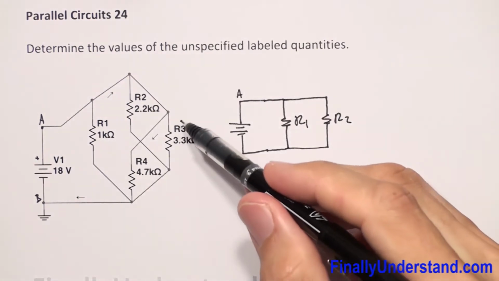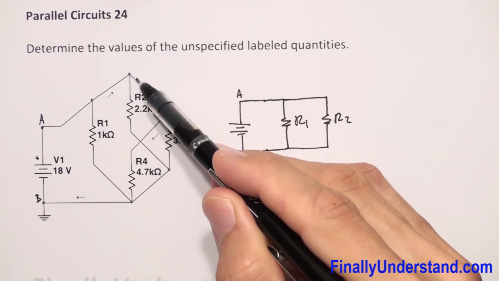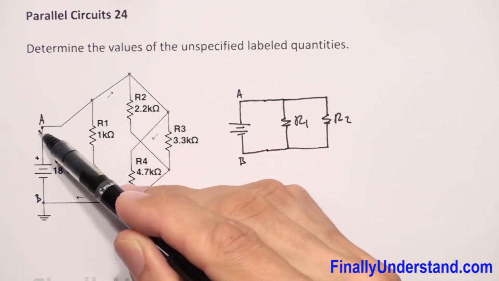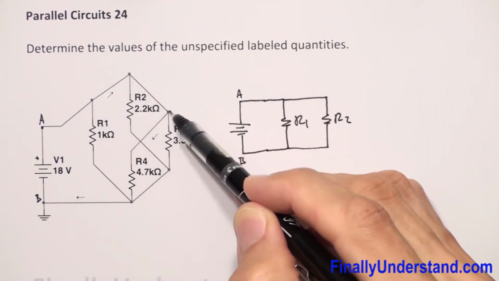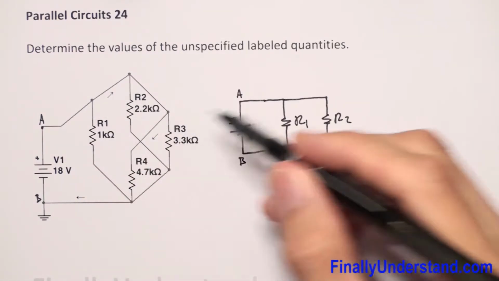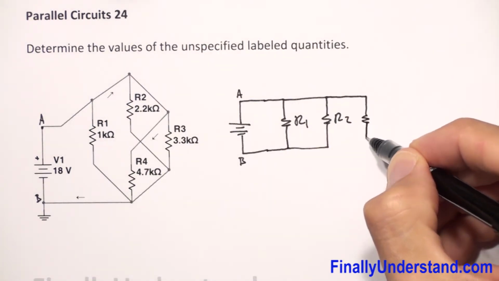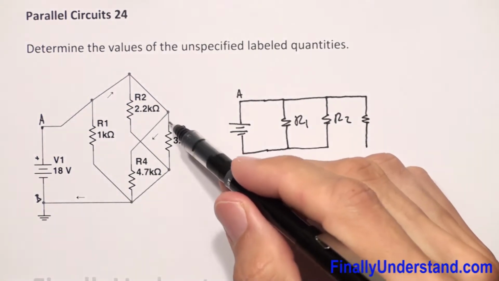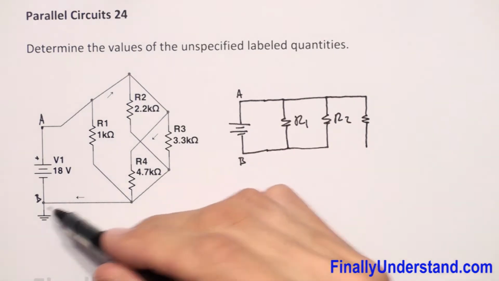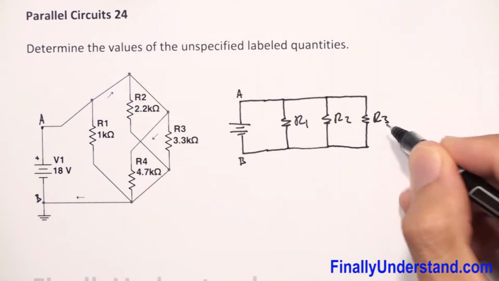Now let's take a look at resistor R3. Point A is also connected to resistor R3. See, this is the connection. It's like a conductor over here, right? A piece of wire which connects point A with resistor R3. So this is my R3. And the other terminal of resistor R3 is connected to point B. So this is my R3.